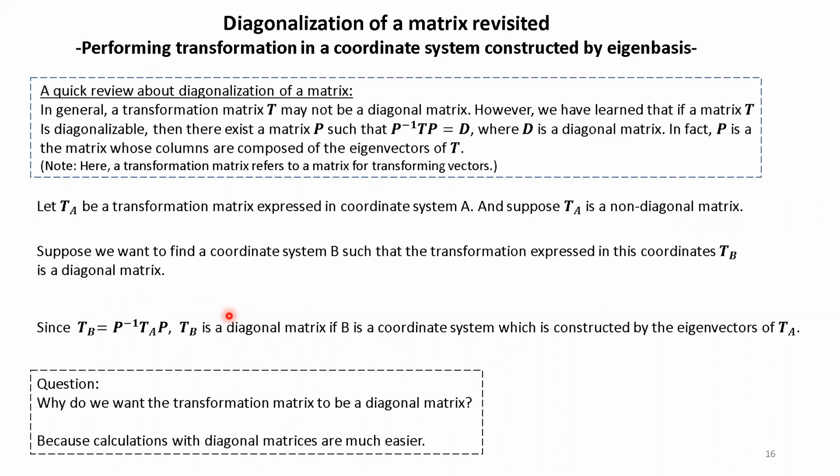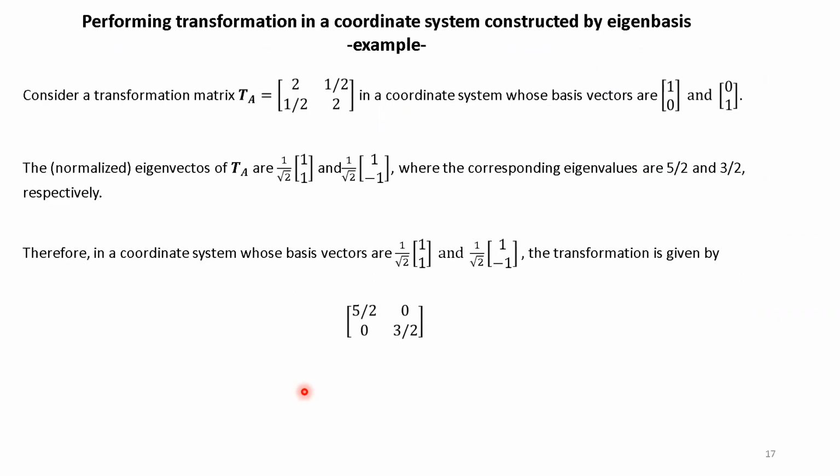Why do we want to find such a coordinate system where the transformation matrix is diagonal? It is because calculations with diagonal matrices are much easier. If you have a vector you want to transform, you just need to multiply it by a diagonal matrix. That's very easy.